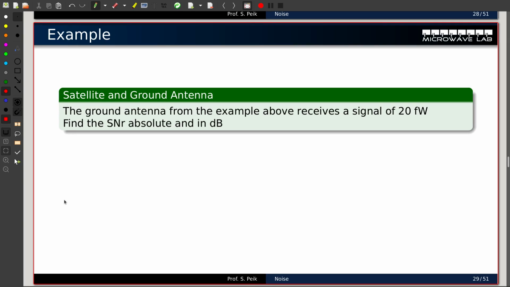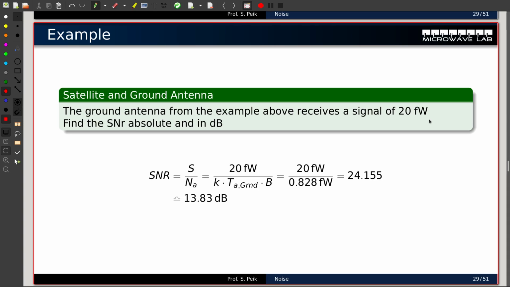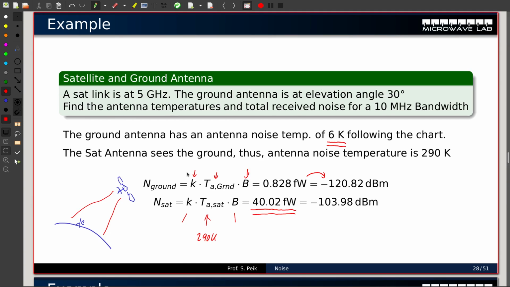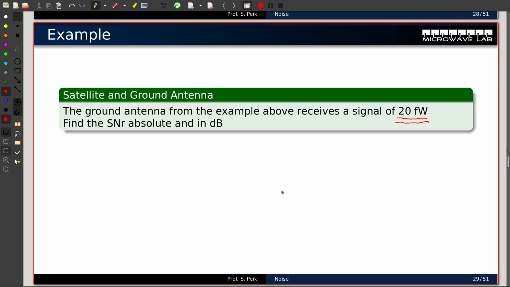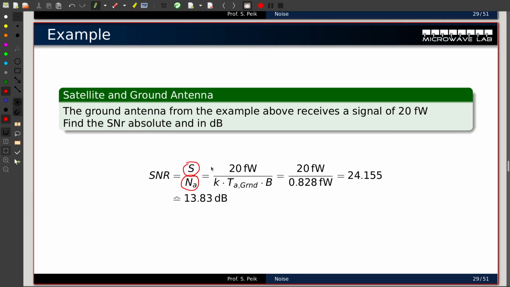Well, when I receive a signal of 20 femtowatts, what is my SNR? Well, that's easy now. My SNR is my signal power divided by my noise power. Noise power was 0.828 femtowatts. Signal power was 20 femtowatts. So the ratio is 24.155. And this converted into an SNR becomes 13.83 dB.